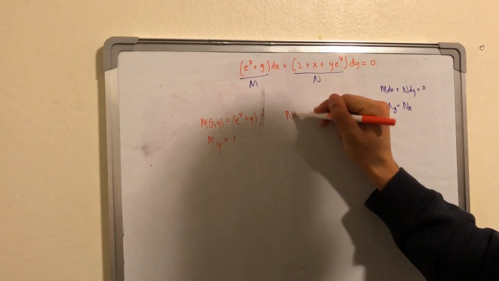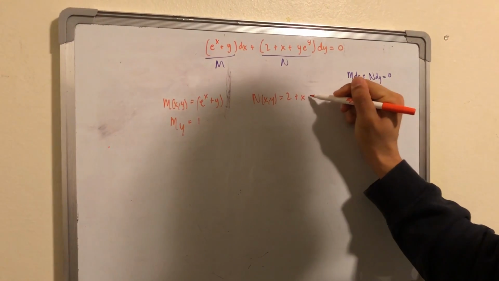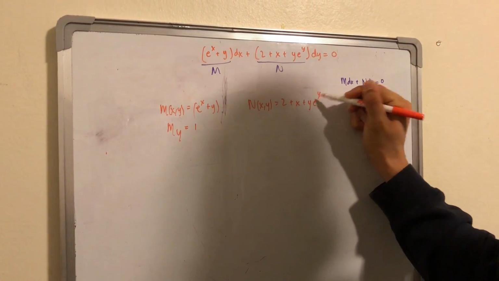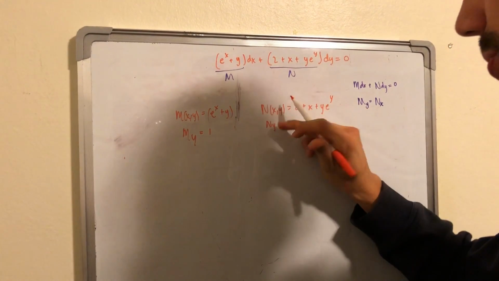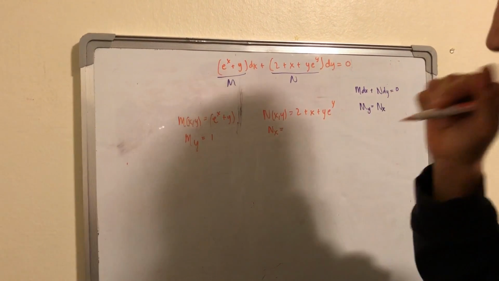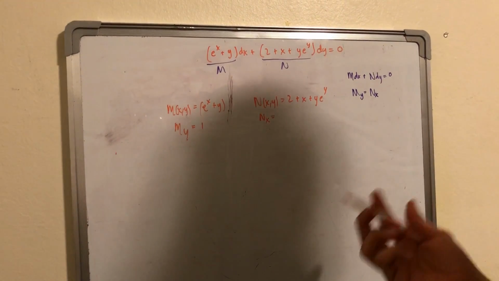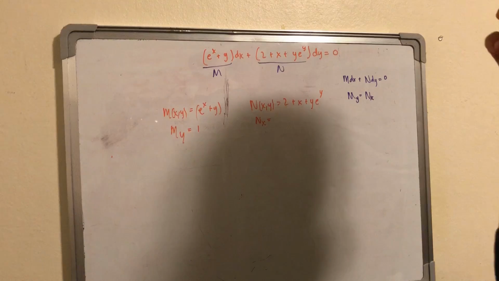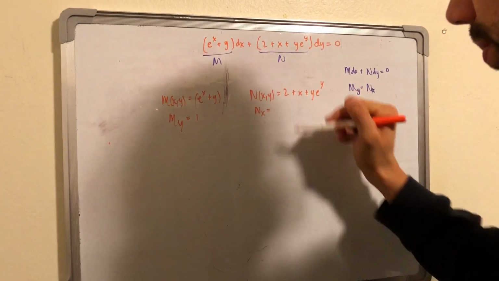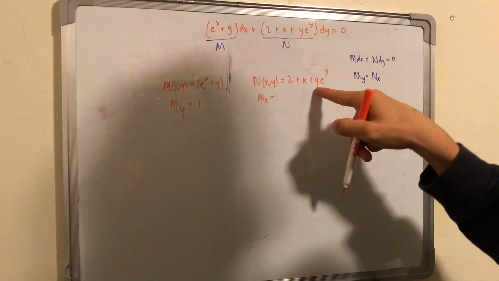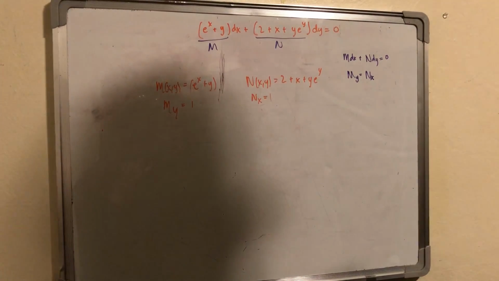Looking at the other one, N of x, y is equal to 2 plus x plus y e to the y. Looking right here, we'll take the partial derivative of this with respect to x. Same process, anything that does not have an x will simply be treated as a constant, unless it's getting multiplied by it. So we'll take the derivative, this goes away, and this right here becomes 1.